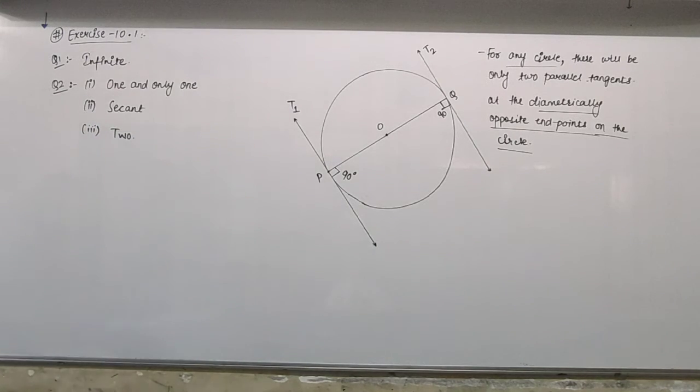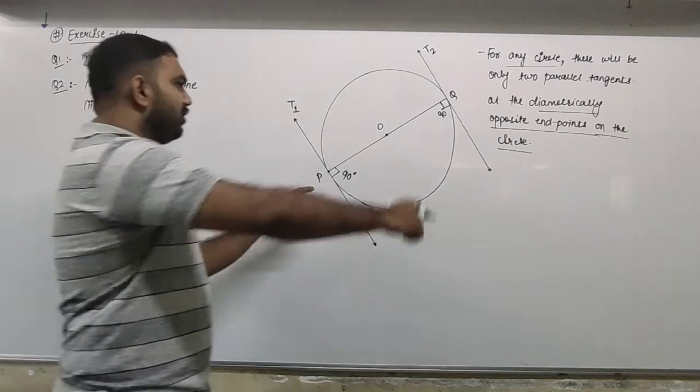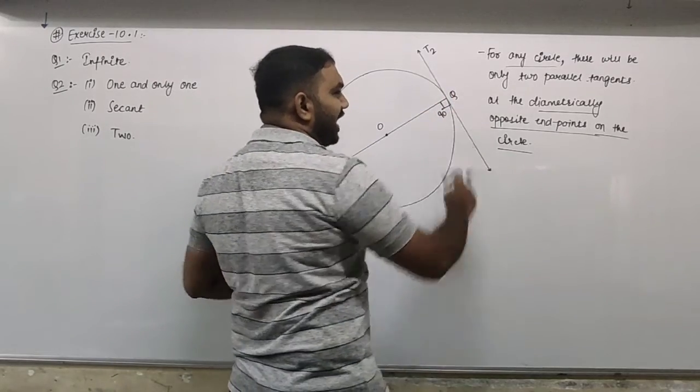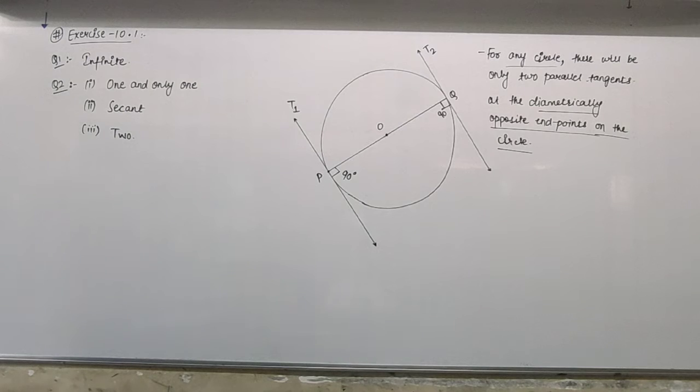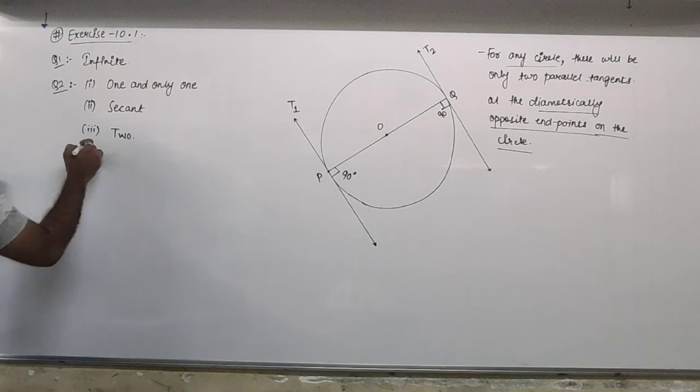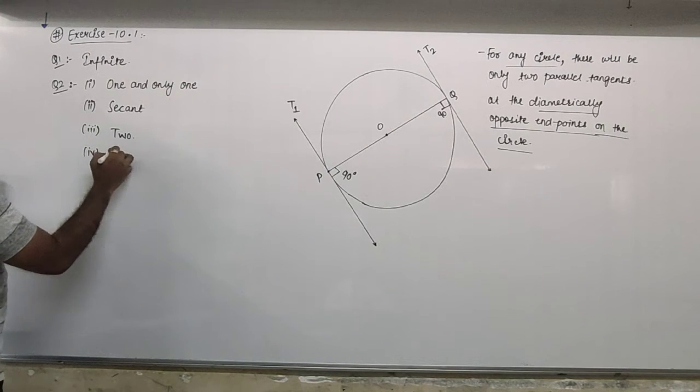Right? What will be the answer? A circle can have dash parallel tangents at the most. Only and only two parallel tangents at most, which are located on the end points of the diameter of the circle. That is the third fill in the blank. The common point of a tangent to the circle and the circle is known as the point of contact. What is it known as? The point of contact. So that will be the fourth fill in the blank.